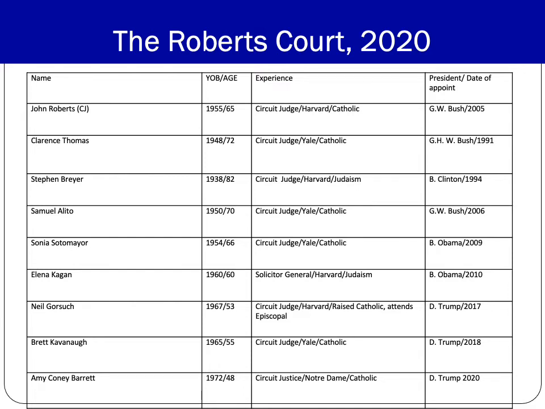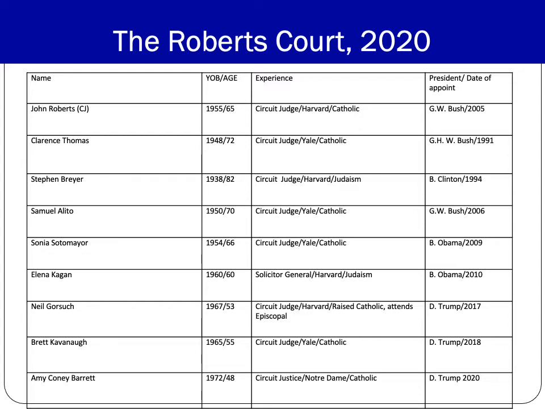Now you'll notice on this graph that we've got the names of the justices, and then we've got their date of birth, so you can see their age. You can see what their job was prior to coming to the court, and then you'll also see who appointed them, okay? And that gives you a sense. It's not how old they are that matters in terms of their seniority. It's how long they've been on the court.